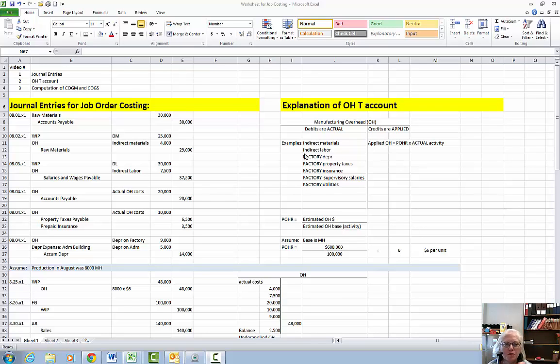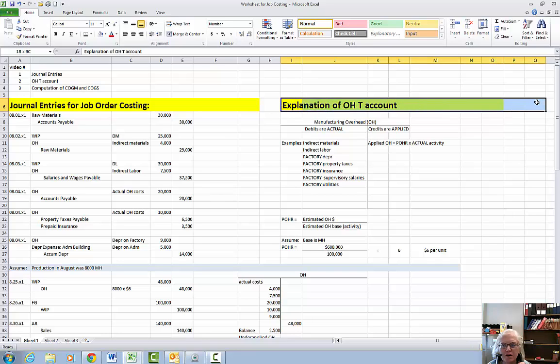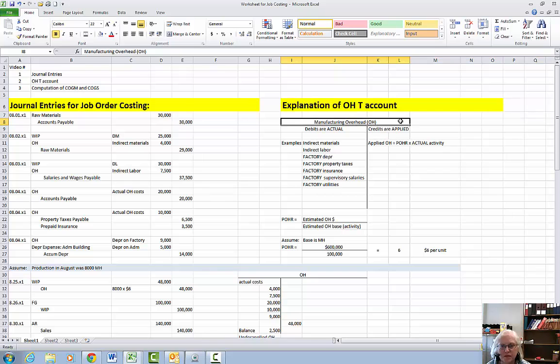Hey folks, we're going to continue our talk on job order costing with an explanation of how the overhead T account works. So this is probably one of the most important topics in all of managerial accounting because overhead represents lots of dollars and you need to understand how they flow in and out of that T account.